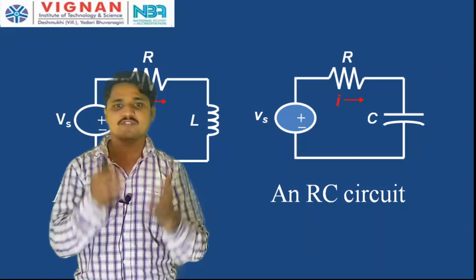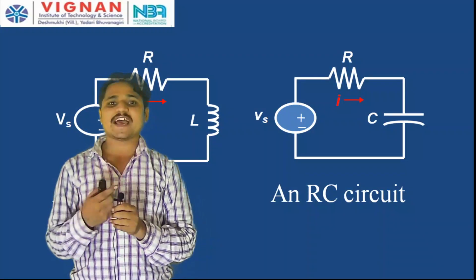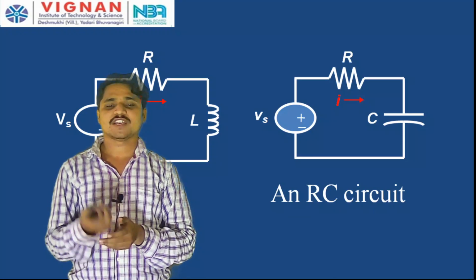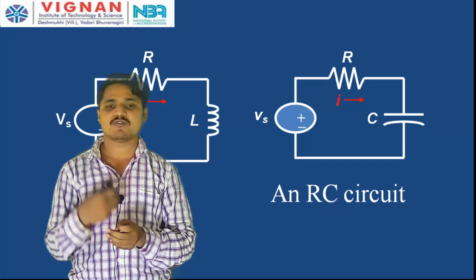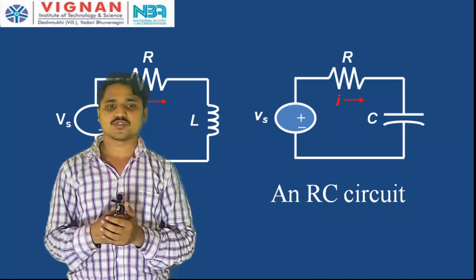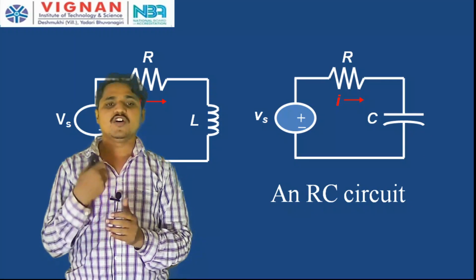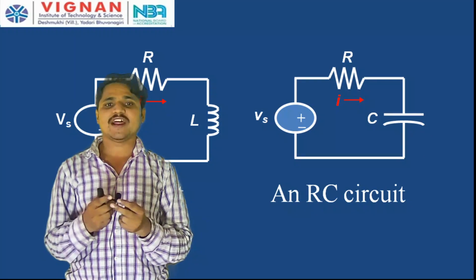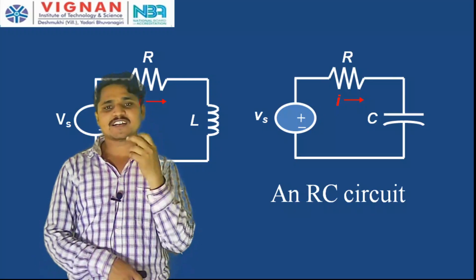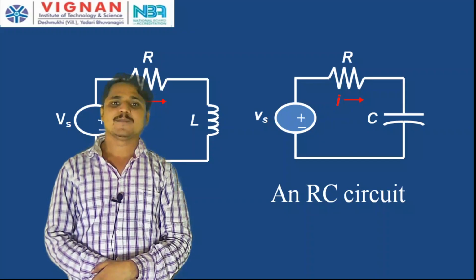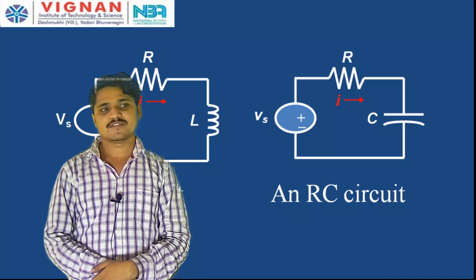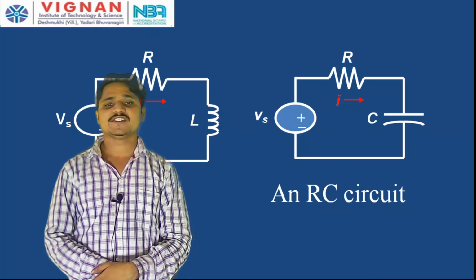That means, if the given circuit contains one energy storage element, then the circuit is called a first order circuit. If the given circuit consists of two energy storage elements, then we call the circuit a second order circuit. Inductor and capacitor are both energy storage elements, because an inductor stores energy in the form of a magnetic field, whereas a capacitor stores energy in the form of an electric field.